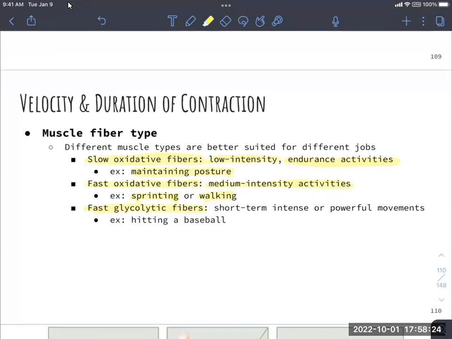Hitting a baseball, that is a very powerful, quick movement, and you're done. Hitting a golf ball, it's the same thing. Quick, powerful movement, you're done. So those use those fast glycolytic fibers, which contract really fast. They're using the anaerobic pathway to get your energy, and they're allowing you to finish whatever activity quickly.